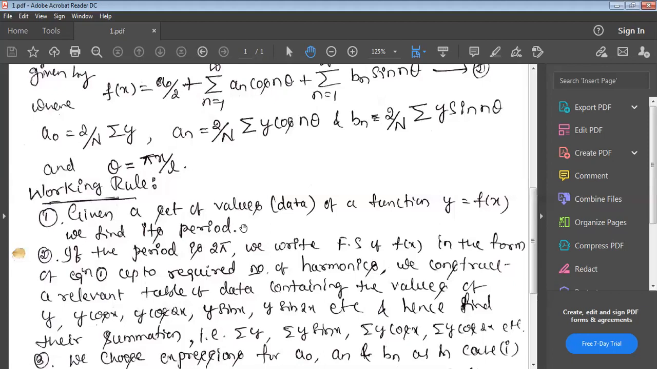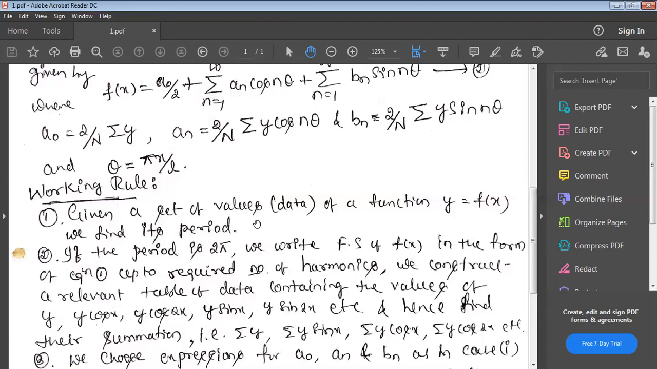Arbitrary values will be there like 1, 2, 3, or 2, 4, 6, 8 up to 12 maximum, not more than 12. They are going to give only up to 12, or they may give some alphabet like a by 6, a by 3, t by 2, t by 3, like that. So first you decide the period of a problem based on this condition, whatever I told now.